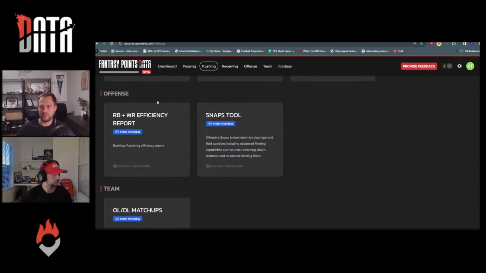So under offense, the running back wide receiver efficiency report would be the place to go for pretty much all your efficiency stats. Missed tackles forced per attempt, per touch, yards after contact, per attempt, per touch. Receivers, same thing, after the catch.